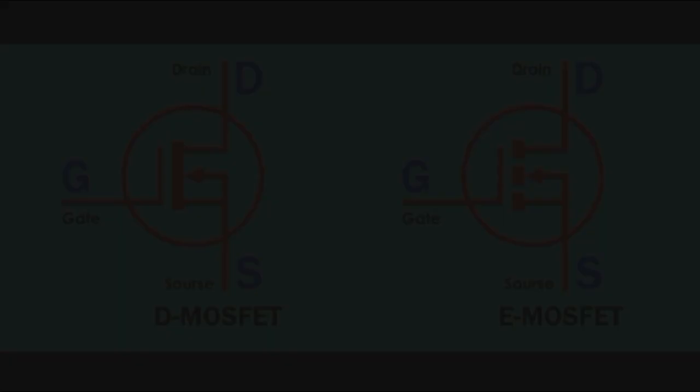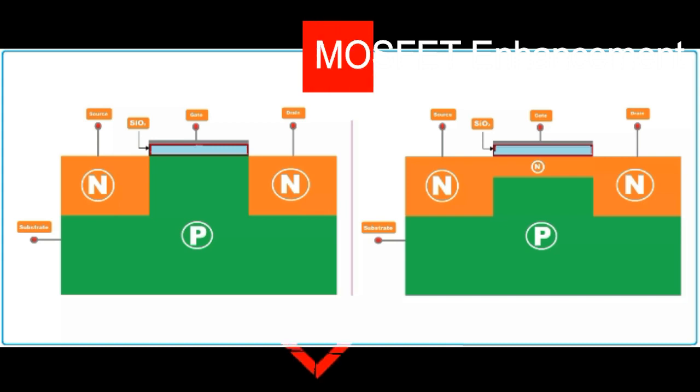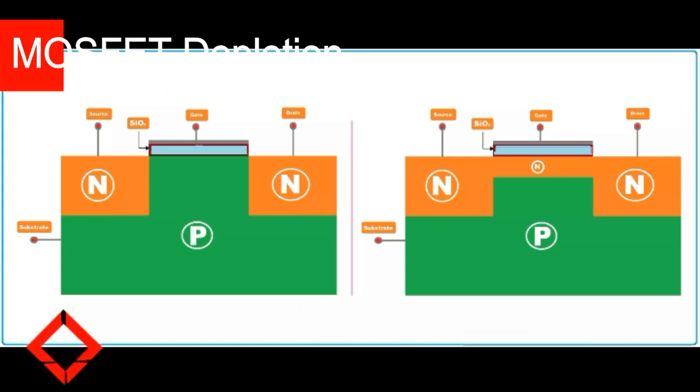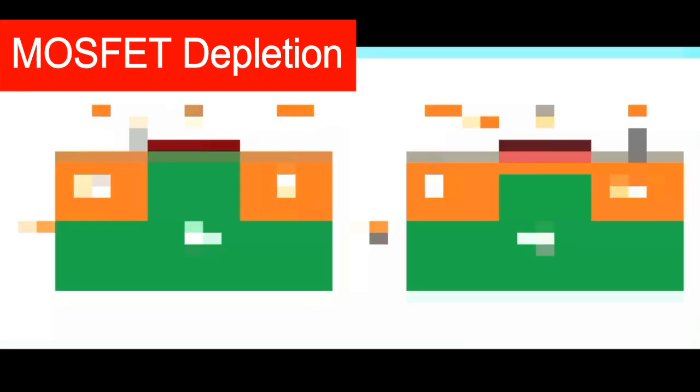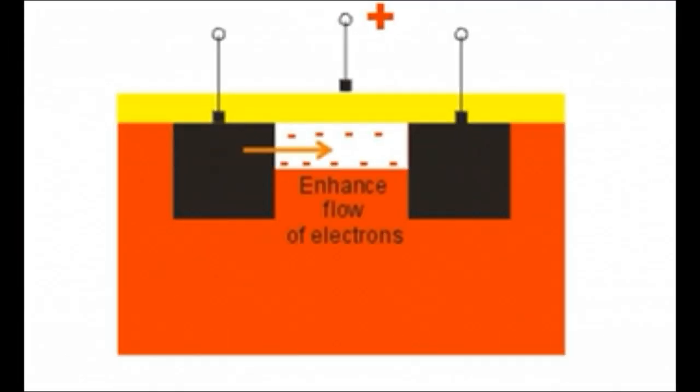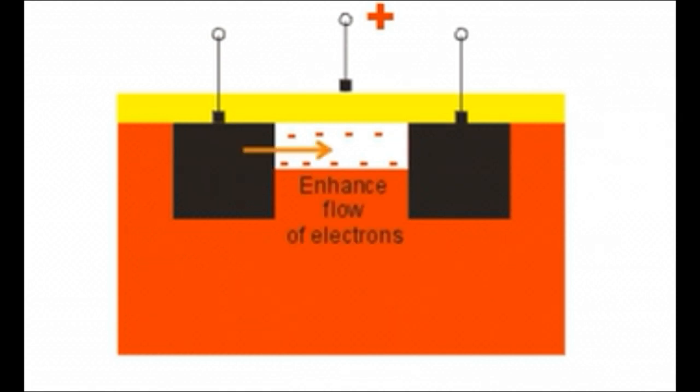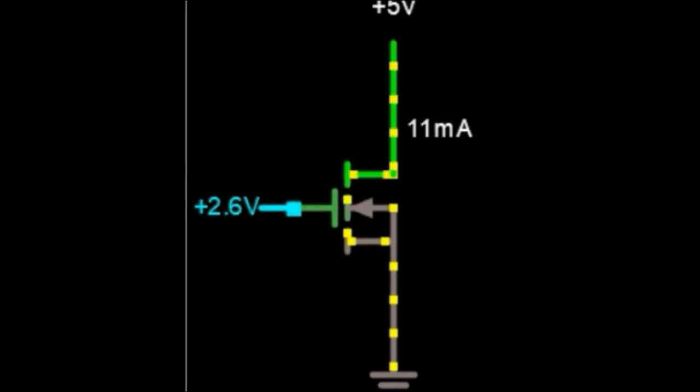MOSFET transistors are divided into two categories, enhancement MOSFET and depletion MOSFET. In enhancement MOSFET, no channel is created in advance between the drain and the source, and by applying the appropriate voltage to the base of the gate, the current-passing channel is created. The width of the channel depends on the voltage level applied to the gate, and as a result, the current passing through it can be controlled.